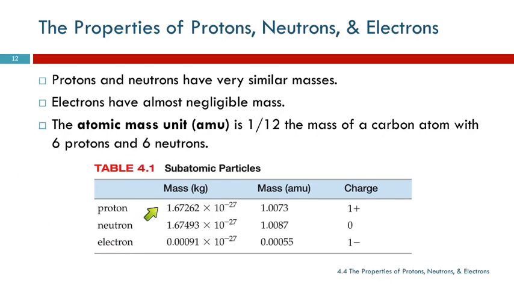So if we look at the masses in kilograms, protons and neutrons are about 1.67 times 10 to the minus 27. So that's a decimal point, 26 zeros, 167262 kilograms. It's really, really small. This number is just hard to even look at, 10 to the minus 27. So kilogram is obviously not a great unit for measuring the mass of a proton. So let's use a different unit.